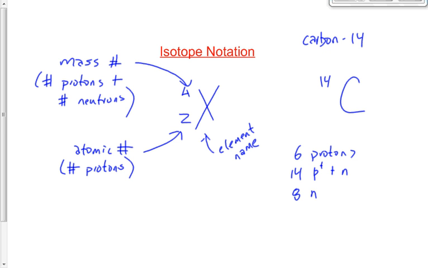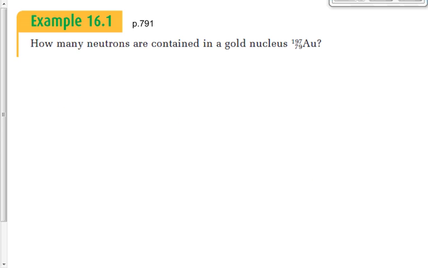I'm going to give you one example here. And if we're good with this, then we won't do any practice problems with this, okay? We've got gold-197.